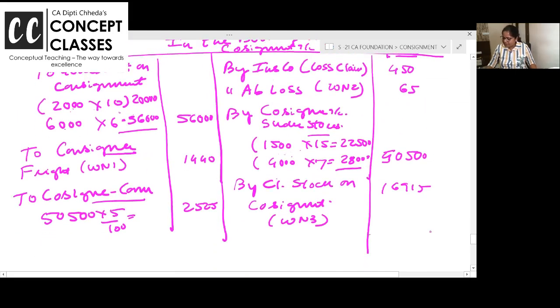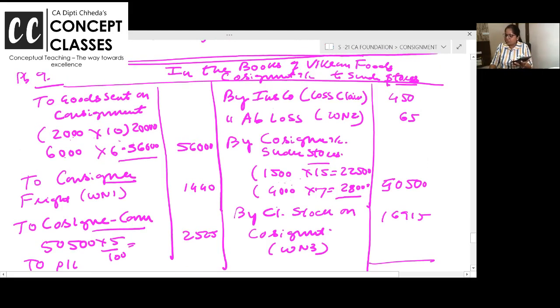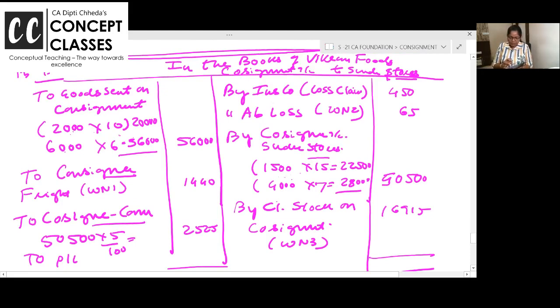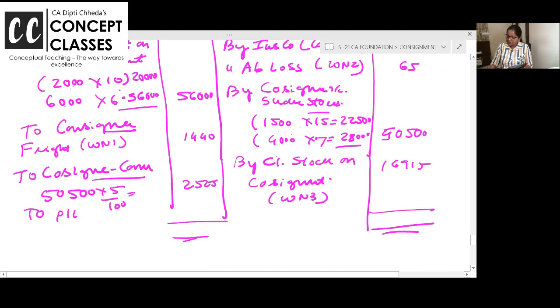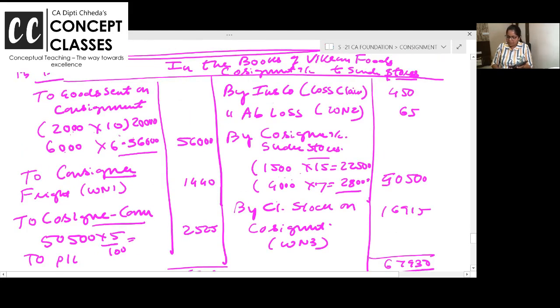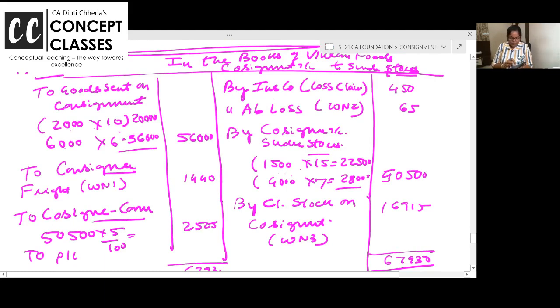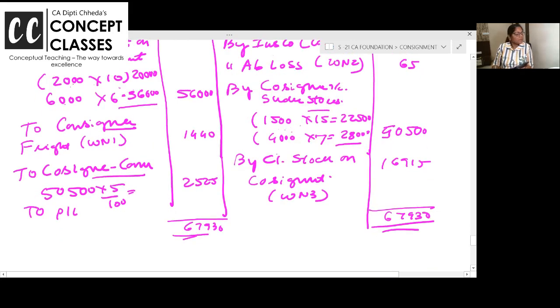Now calculate the profit which you should transfer to the P&L account. Calculate the profit which you should transfer to the P&L account. $67,930.